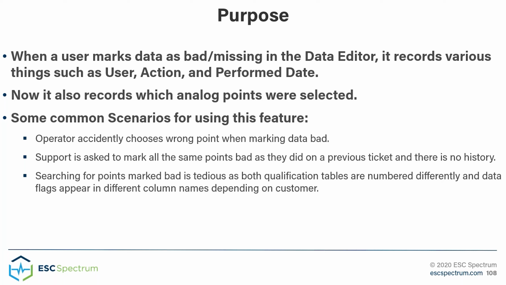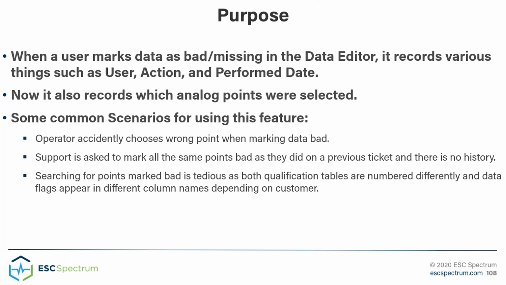But now they do. So some common scenarios where this might be helpful is, let's say an operator accidentally chooses the wrong point when he's marking the data bad. You'll be able to see, in the history, which points were marked bad. Or maybe support gets asked to mark all the same points as they did on some previous ticket, and maybe that was last quarter, so there's no history of it. You could look at this history in Prism and see, oh, this is exactly what I did last time.